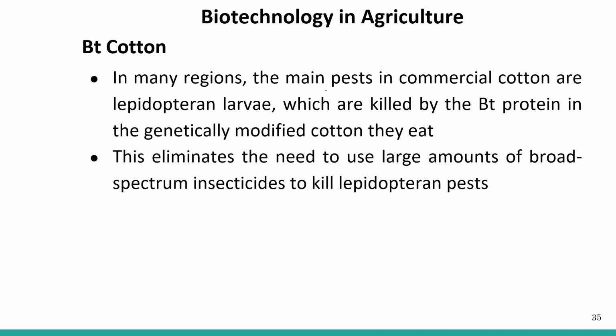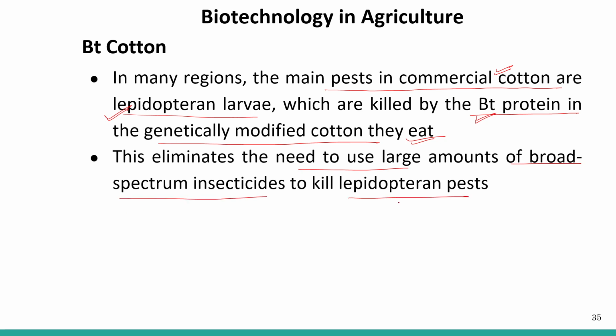In many regions, the main pests in commercial cotton are Lepidopteran larvae. Mostly they infest the commercial cotton, and they are killed by the Bt protein in the genetically modified cotton they eat. So when they eat this particular variety of cotton leaves, they die off. This eliminates the need to use large amounts of broad-spectrum insecticide to kill Lepidopteran pests.